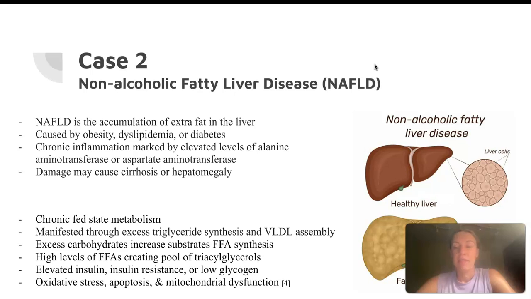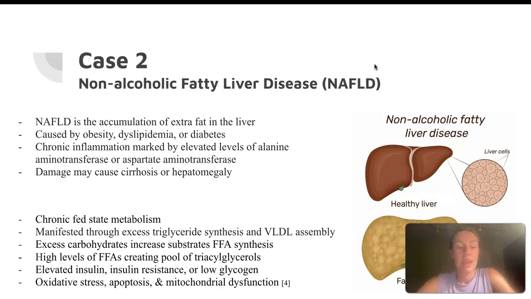Basically, in NAFLD, there is a chronic fed state metabolism going on with lots of glucose in the bloodstream and therefore lots of fatty acid synthesis going on. This is manifested through excess triacylglycerols and excess triglyceride synthesis, and also more VLDL assembly. VLDL, along with LDL, is known as the bad cholesterol, which can cause plaque in the arteries and cause damage to the liver if too much is present.